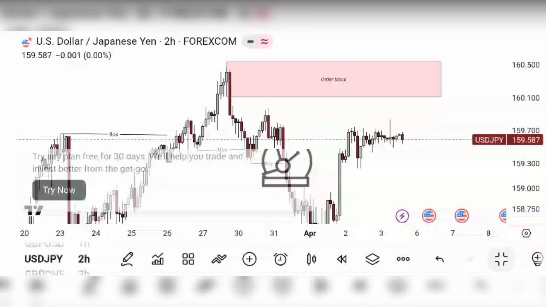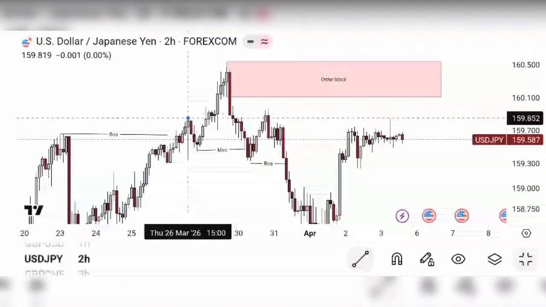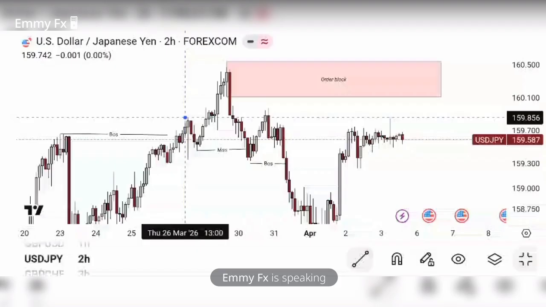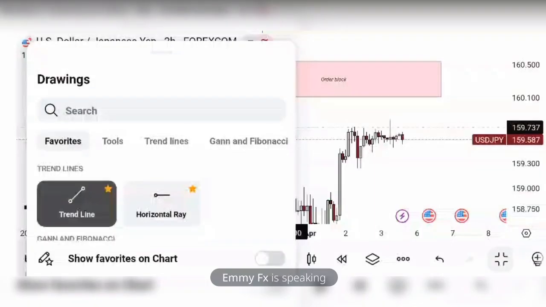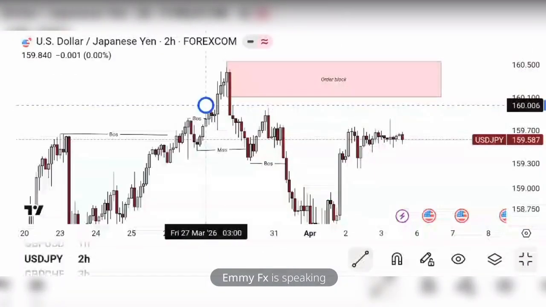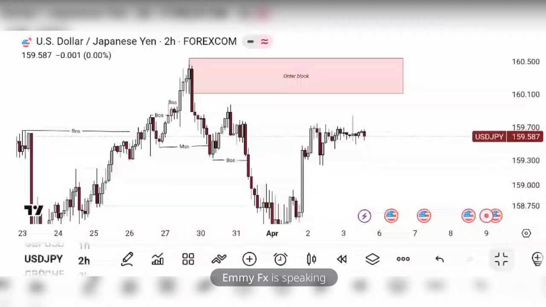We have this break of structure here. We also had another break of structure to the upside. So we have a market structure shift and what? Break of structure. Now I want us to move to the 1 hour time frame.